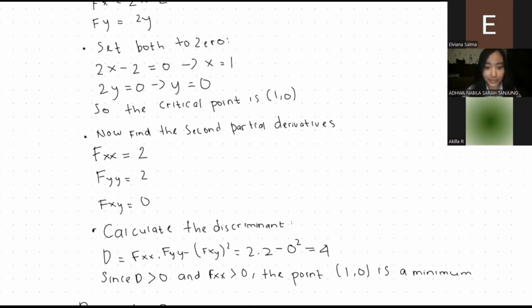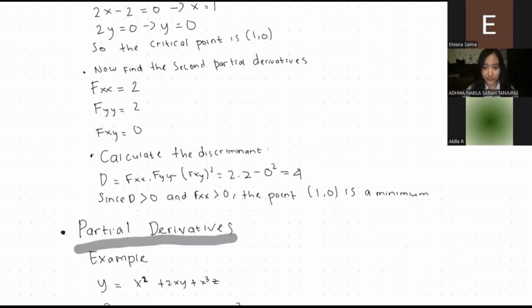Now, find the second partial derivative. The second partial derivative with respect to x is 2. The second partial derivative with respect to y is 2. The mixed partial derivative is 0. Calculate the discriminant. D equals 2 times 2 minus 0 squared equals 4. Because D is greater than 0 and the second partial derivative with respect to x is greater than 0, the point (1, 0) is a minimum.